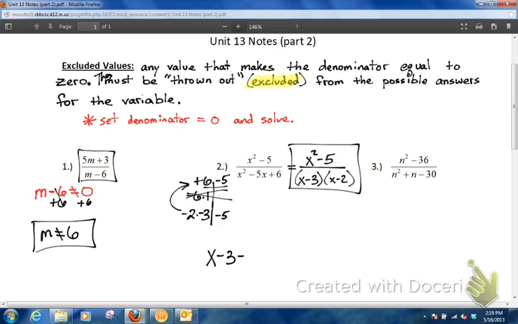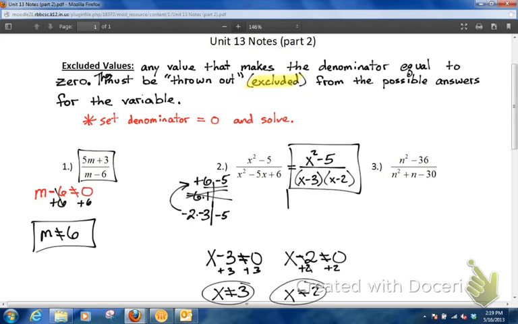So you're going to say x minus 3 cannot equal 0, and x minus 2 cannot equal 0. So you add 3 to both sides, and you're going to say x cannot equal 3. And over here add 2, so x cannot equal 2. And I just tell you to add that to your answer here. Your excluded values are x cannot equal 2 and x cannot equal 3.